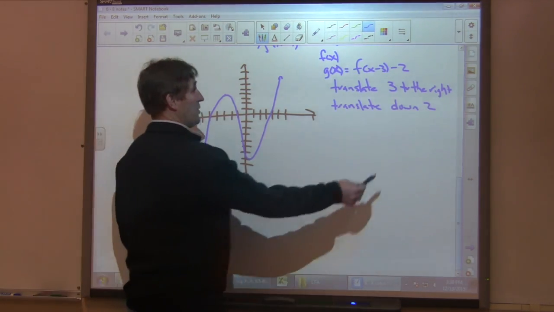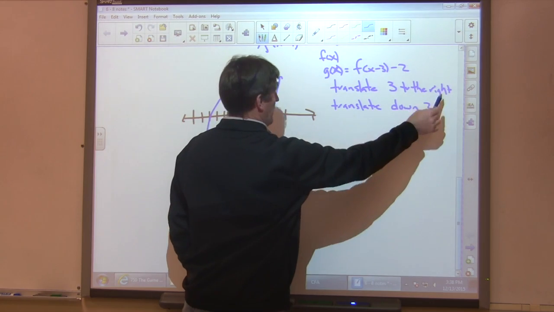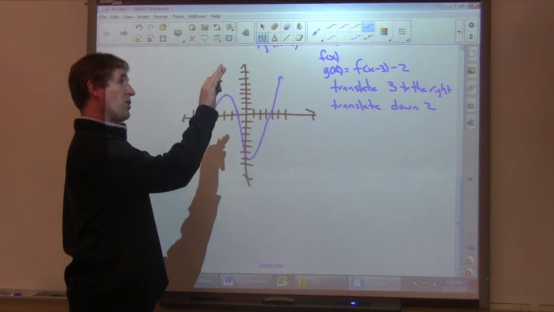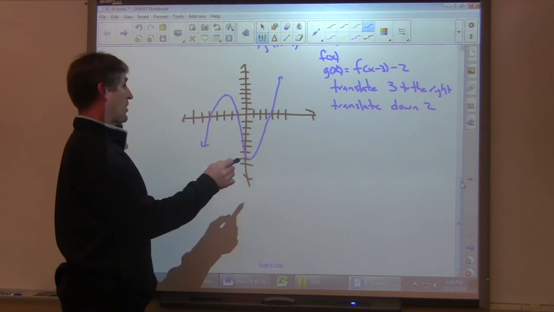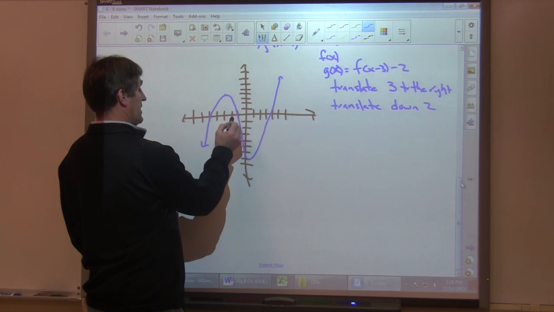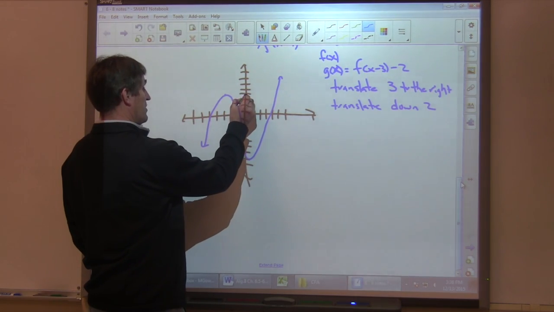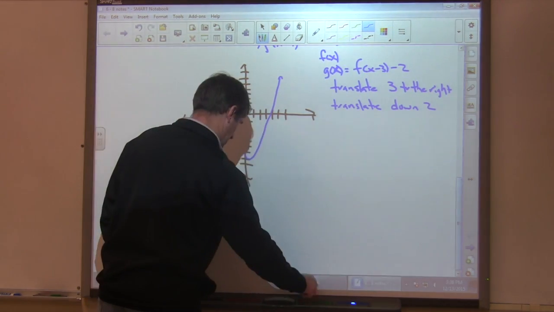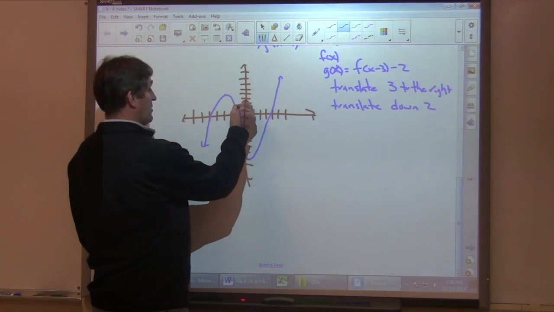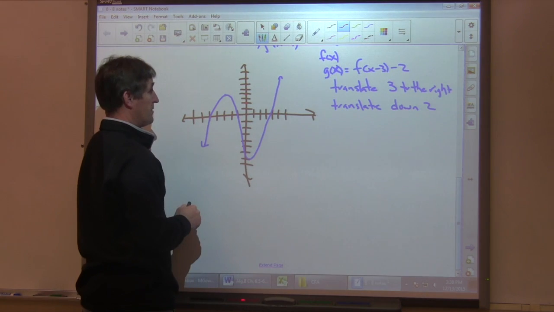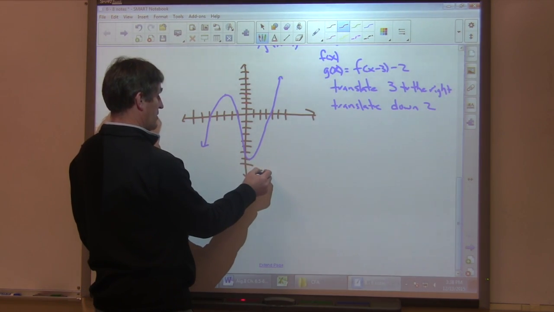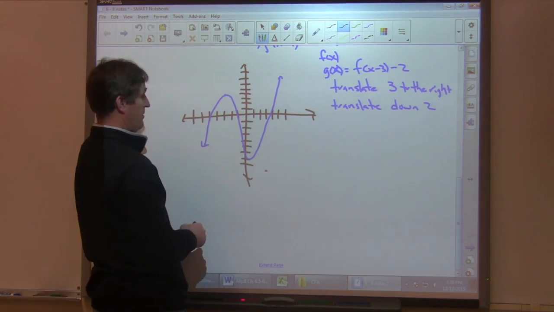All it tells you to do, the minus 3 or 3 to the right, says we're going to take points and move them 3 to the right, and we're going to also move them 2 down. So what you want to do is just pick points that are easy, like our turning points. So 3 to the right would be 1, 2, 3. So that would be there. Let's change colors. And down 2. So it would end up there. So that's our point. And I'm going to take this point and move it over 3 and down 2. So it's going to end up there.